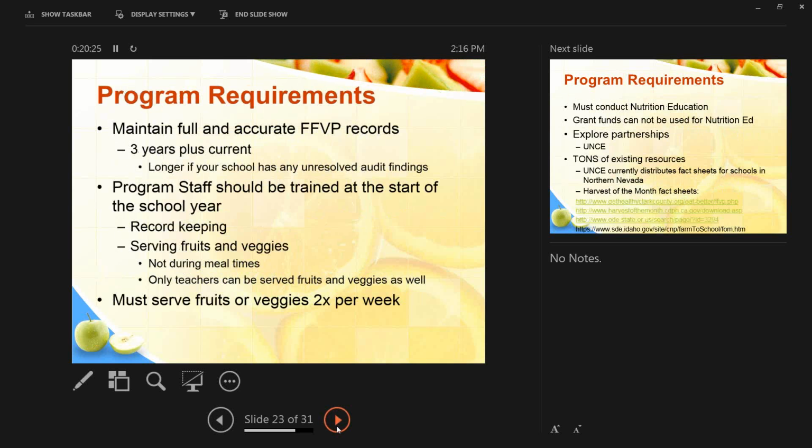So again, we want to remind folks to maintain full and accurate Fresh Fruit and Vegetable Program records, and that's for 3 years plus current. The exception to that is that you'll need to hang on to those records longer if there are any unresolved audit findings.